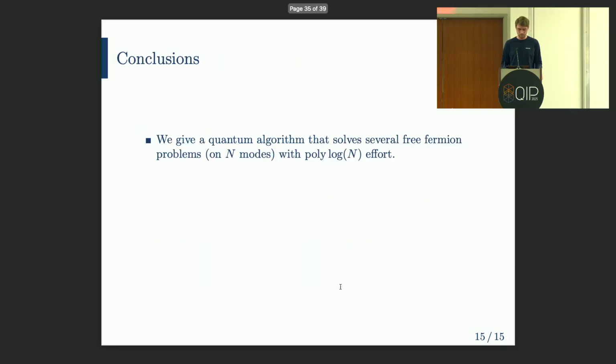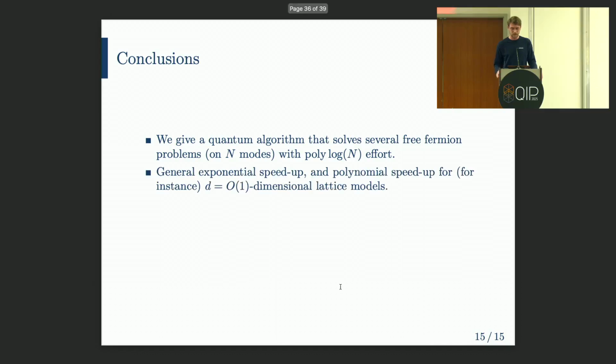To conclude, we give a quantum algorithm that solves several free fermion problems on n modes with polylog n effort. In general, we obtain an exponential speed up, and even in the case of lattice models, which are supposedly easy classically, we still obtain a polynomial speed up, which can be pretty significant in practice.